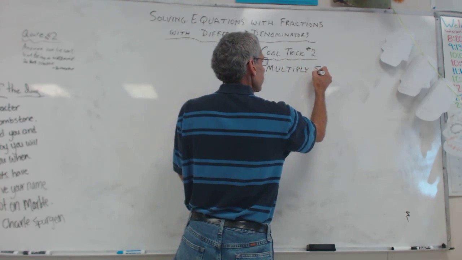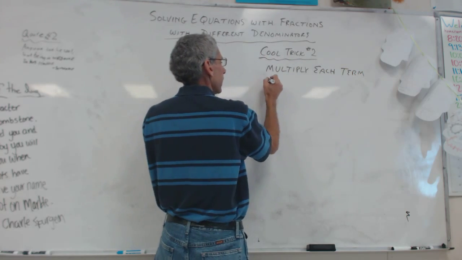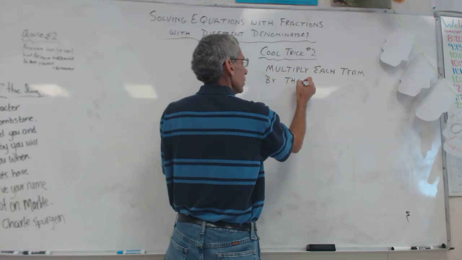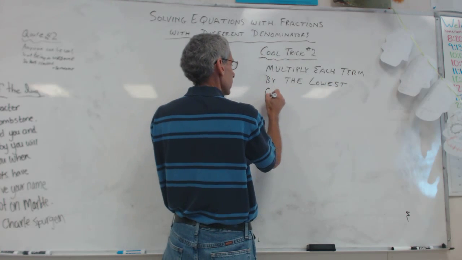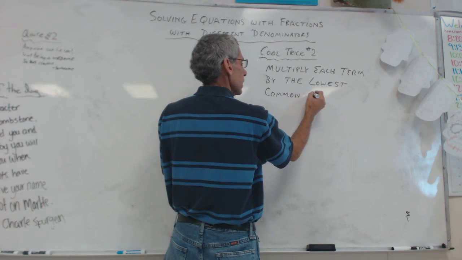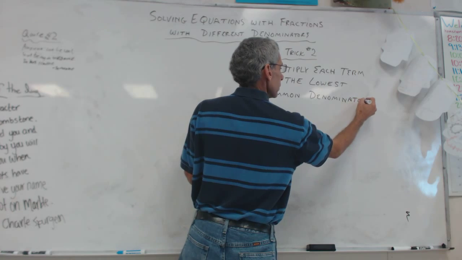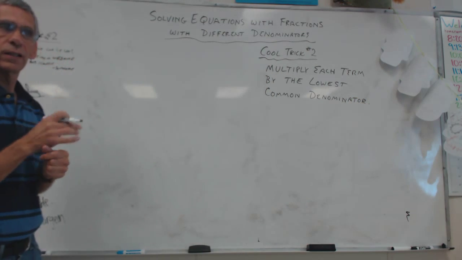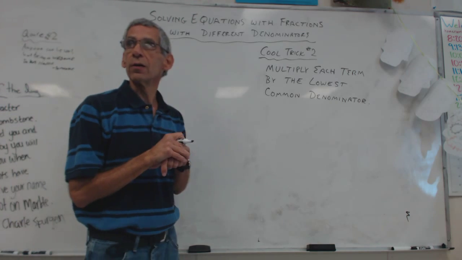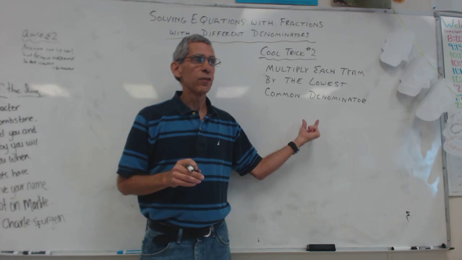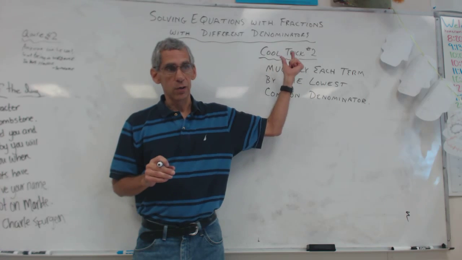Multiply each term by the lowest common denominator. What? 12? Wait, you'll see in a second. Just write that down: multiply each term by the lowest common denominator. And just a reminder, if the lowest common denominator is a whole number, which it will be, that always goes in the numerator when you multiply, right?